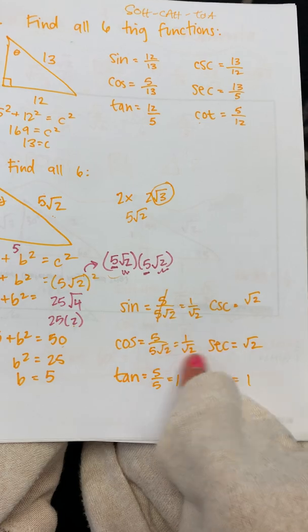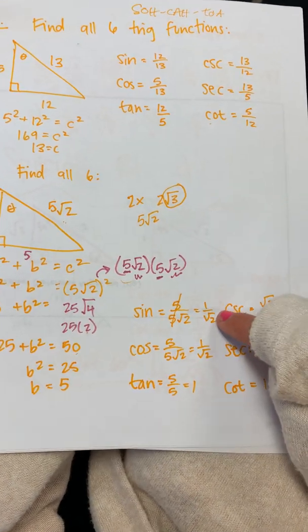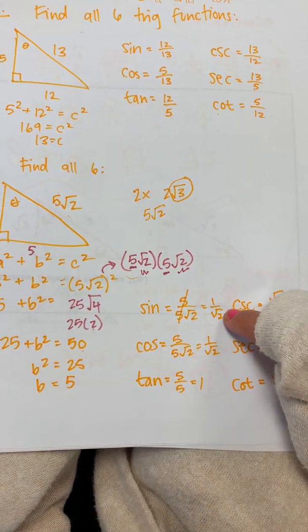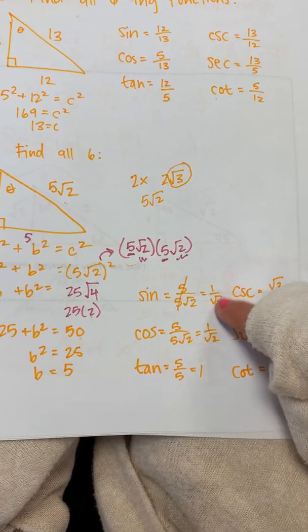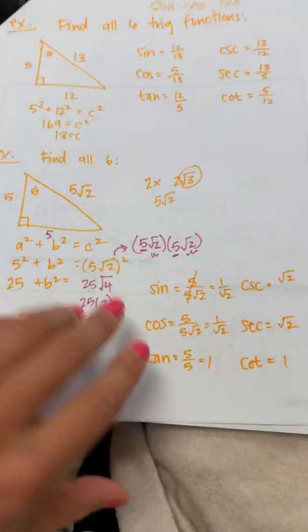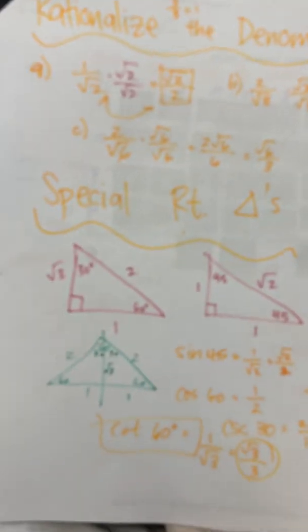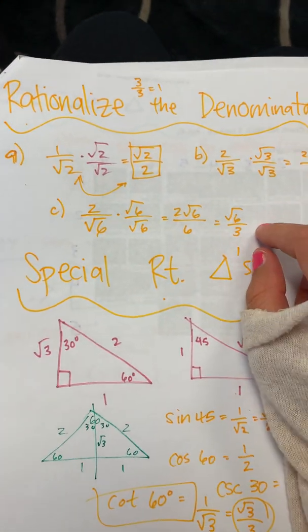But there's a key. In math, you can't have radicals in the denominator of a fraction, or what I call it, rats in the basement. You can't have a radical in the basement of the fraction. So we have to learn to rationalize the denominator. So rationalizing the denominator is getting those rats out of the basement.